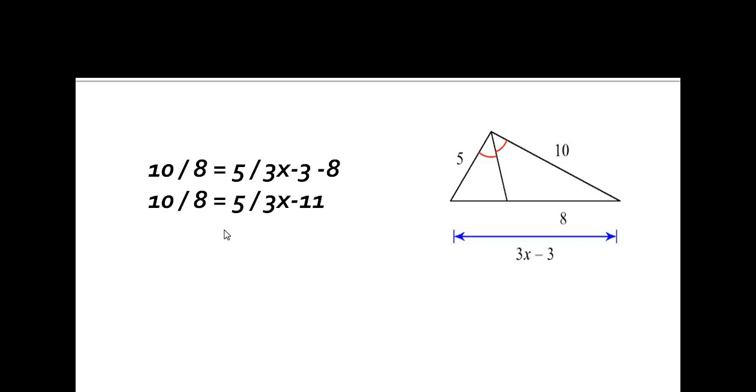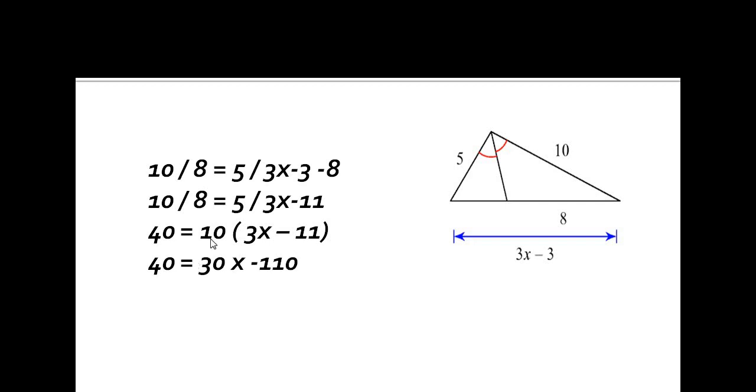I have here the whole side equals 3x minus 3, and here equals 8. So this side will be 3x minus 3 minus 8. So let's write our proportion. 10 over 8 equals 5 over 3x minus 3 minus 8. By cross multiplication, or by simplifying first this part, 10 over 8 equals 5 over 3x minus 11. Use cross multiplication now. So 40, because 8 times 5 equals 40, and 10 times 3x minus 11.